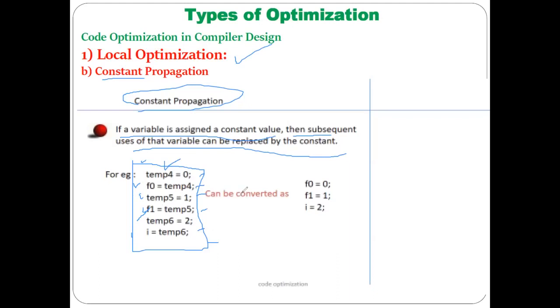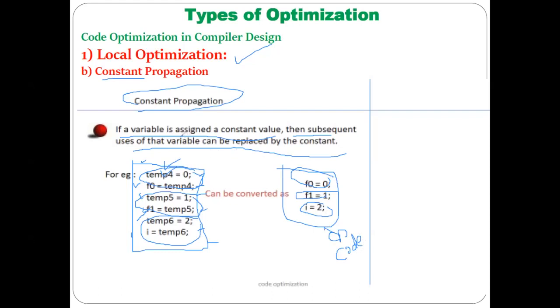So how can the optimization be performed here? Now for these two statements, you can directly write the single statement f0 equal to 0. Understood? No need to utilize the temp4 here. Then again for these two statements, you can directly write f1 equal to 1. Then for these two statements, you can directly write I equal to 2. Understood? So this is nothing but the optimized code. And how have you done this optimization? Only within a single basic block. So that is constant propagation.